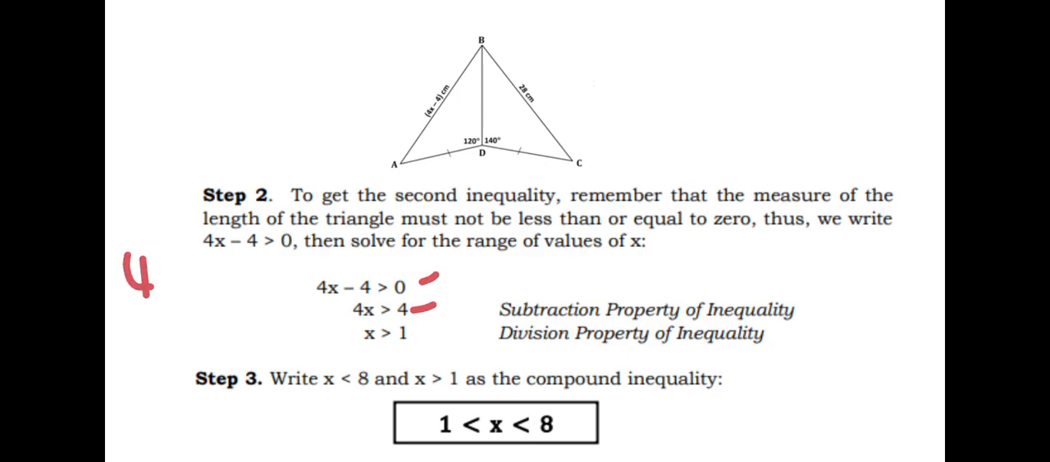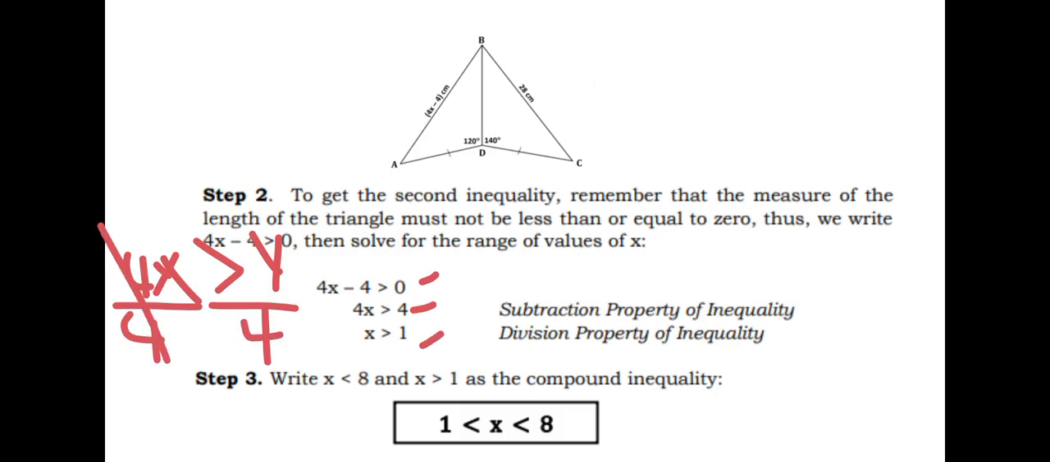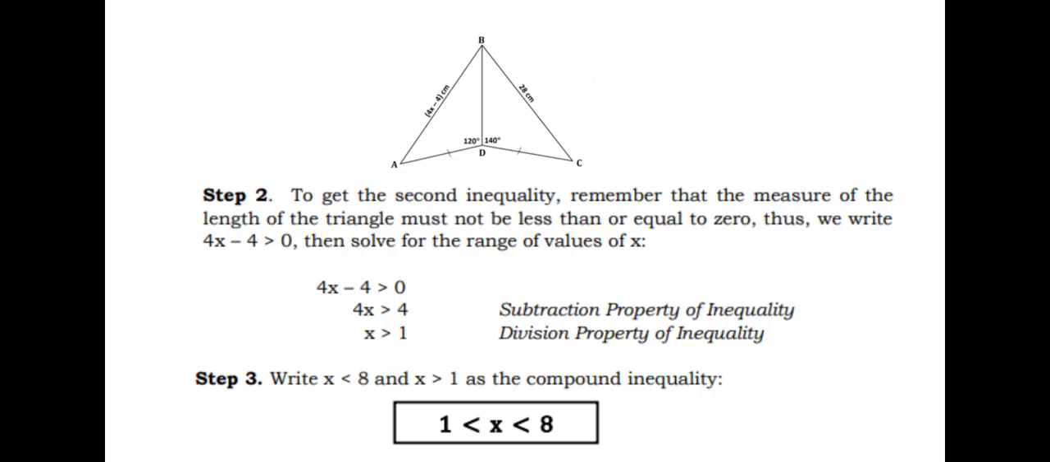Then 4x is greater than 4. We divide both by 4 to cancel this, and that will give us 1. So x is greater than 1. Okay? So this is our first answer in step number 1. x is less than 8. And combining them, x is greater than 1. Okay? So we read this as the value of x should be greater than 1 but less than 8.